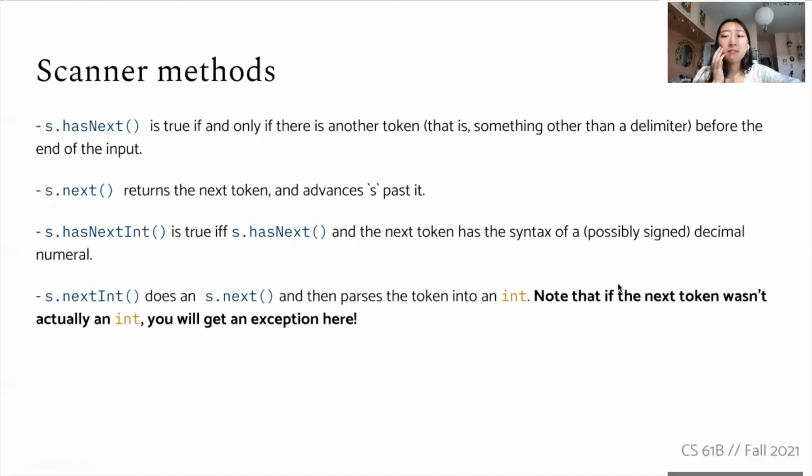But note that if the next token wasn't actually an int, you're going to get an exception here. And so if, let's say we had that example, 1, 2, horse, 3, 4, and we do nextInt, nextInt, nextInt, the third time when we try to read horse as an integer, it's going to throw an exception here.